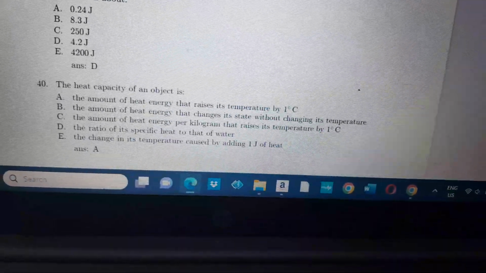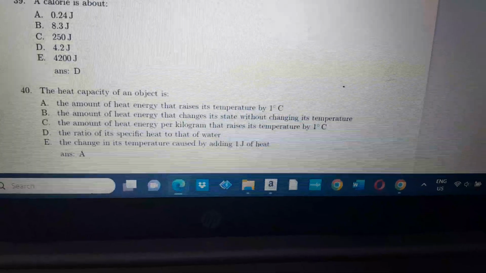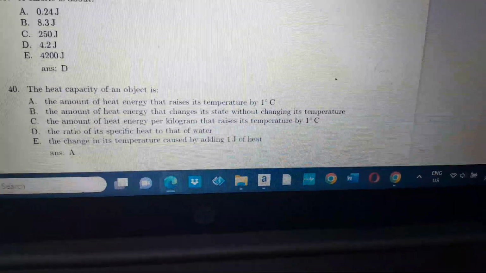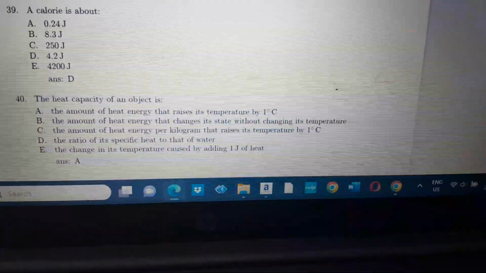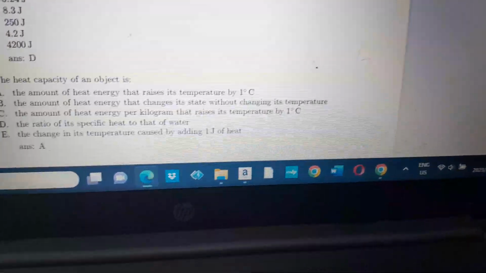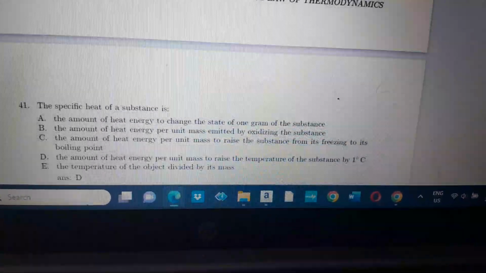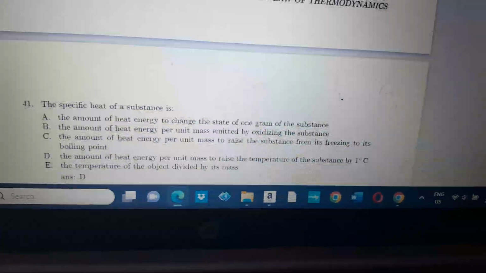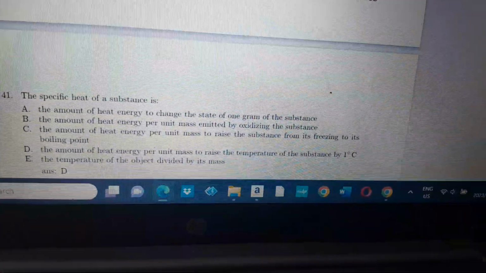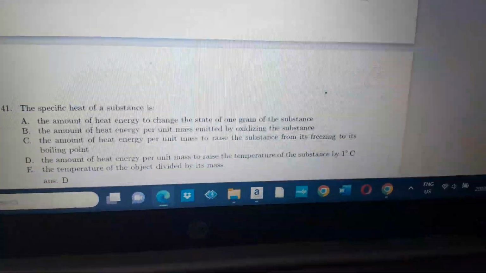The heat capacity is the amount of heat energy that raises the temperature by 1 degree. They do not specify whether it's per unit mass. Specific heat is the amount of heat energy per unit mass needed to raise the temperature of a substance by 1 degree.